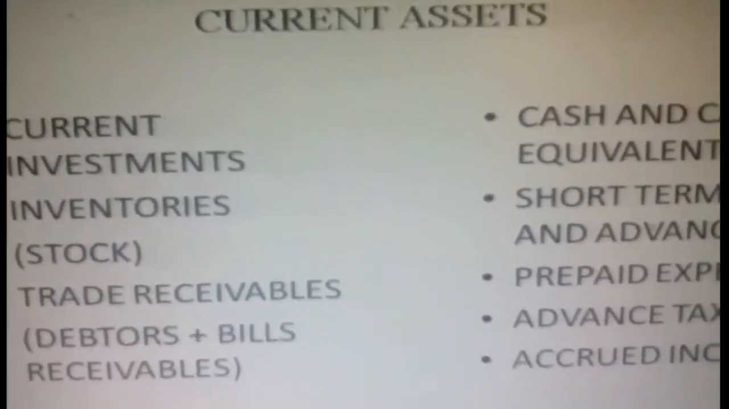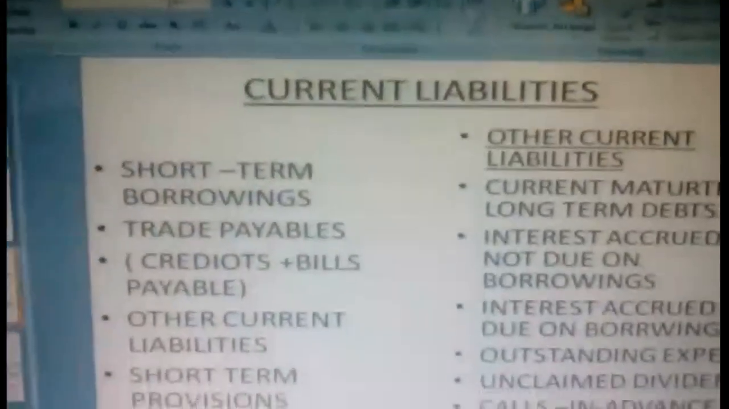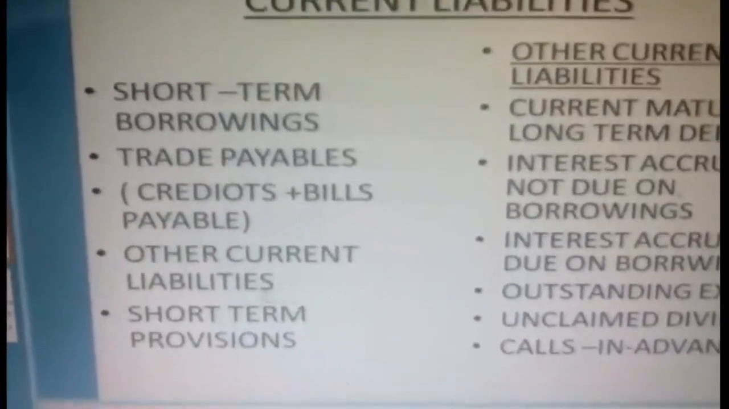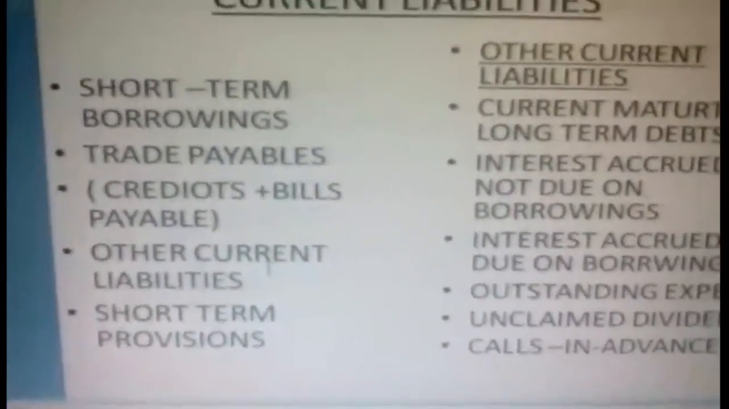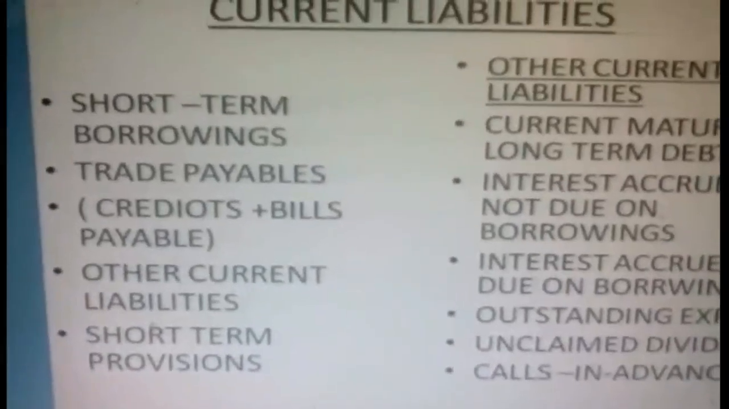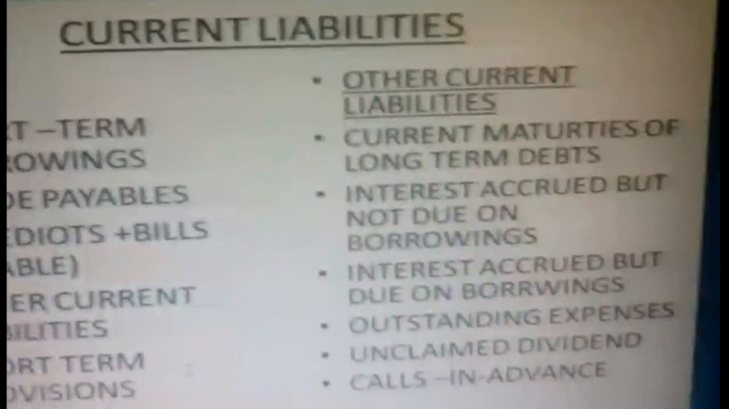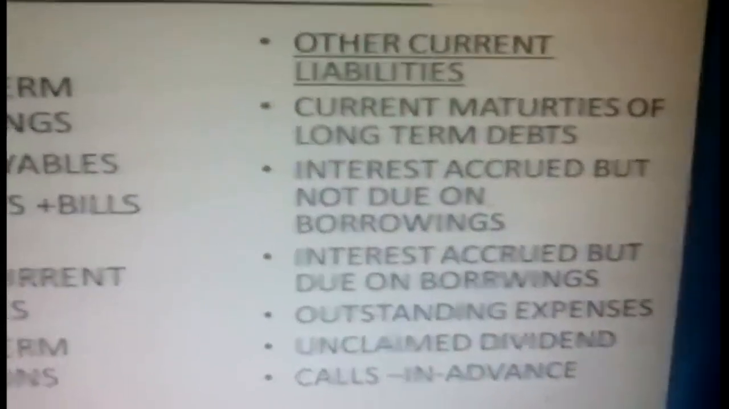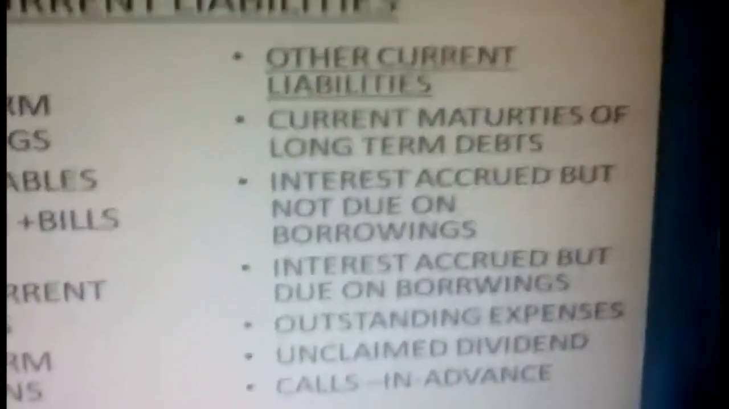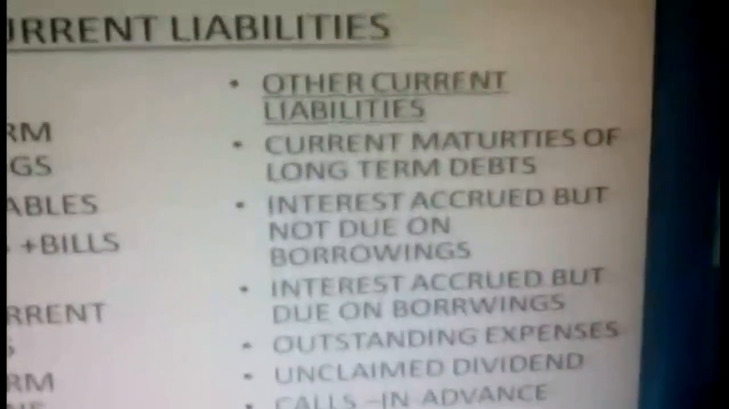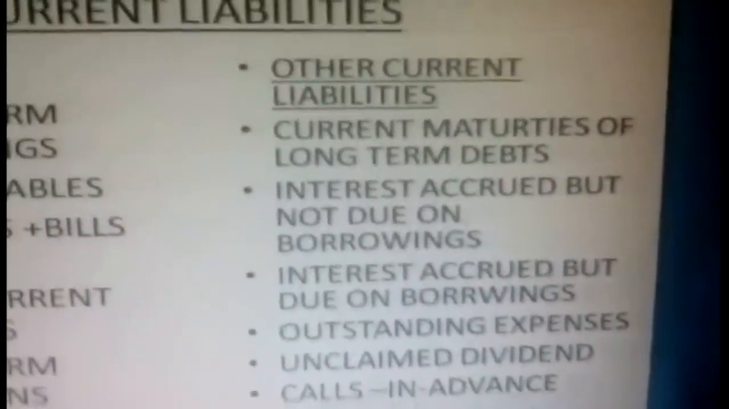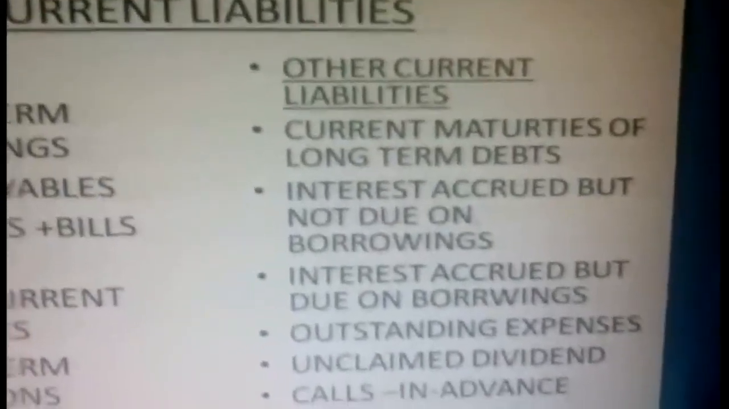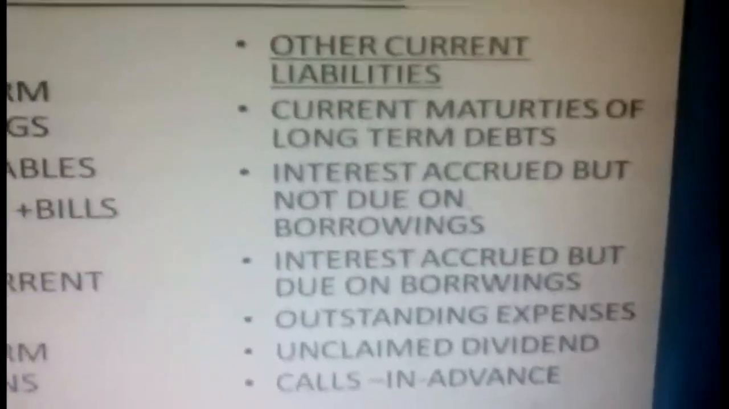In the same manner, what are the current liabilities? Current liabilities are short-term borrowings, trade payables, which are creditors and bills payable, then short-term provisions, then other current liabilities. What are the other current liabilities? Examples: current maturities of long-term debts, whenever debts mature in that particular year, that is the current maturity. Then interest accrued but not due on borrowings: interest has accrued and you have to pay, but the due date is not yet here. Another is interest accrued and due on borrowings, which you have to pay.